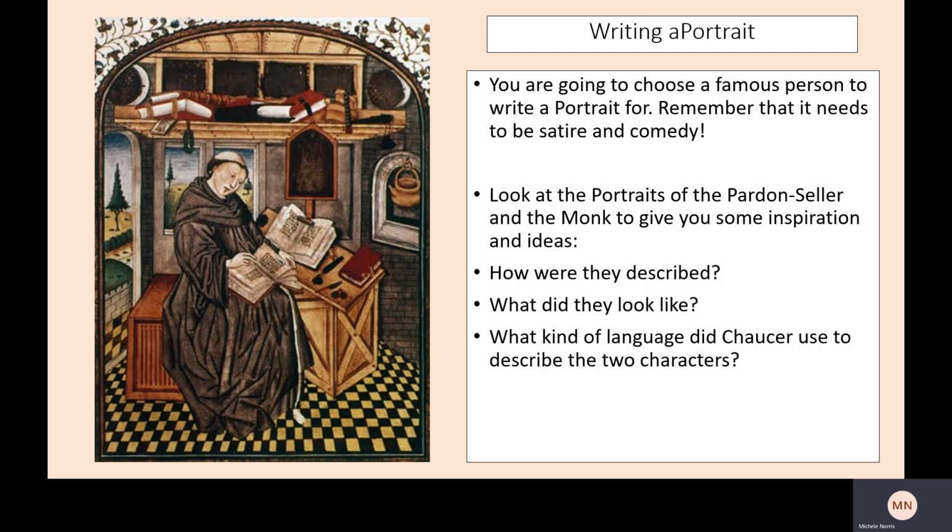So stop the video and think about the character that you could choose, the famous character, and look at how you could exaggerate features of them and what you could write about them.